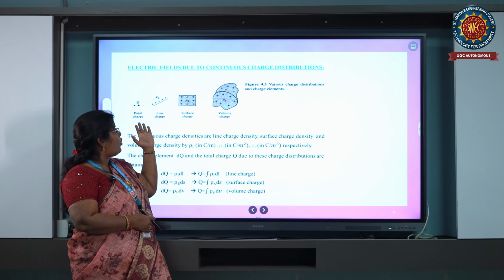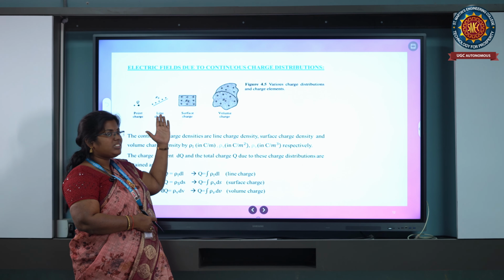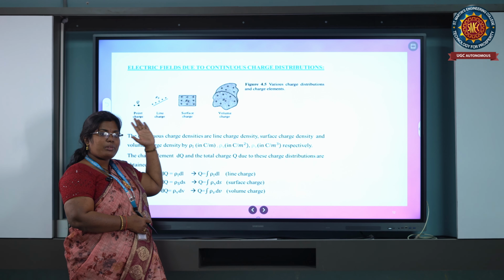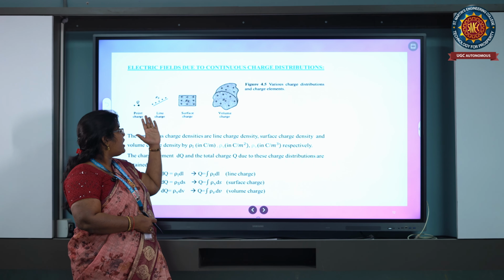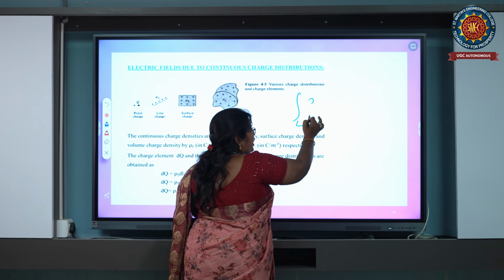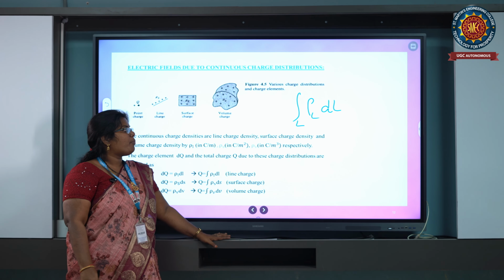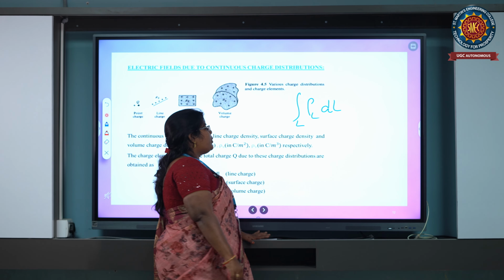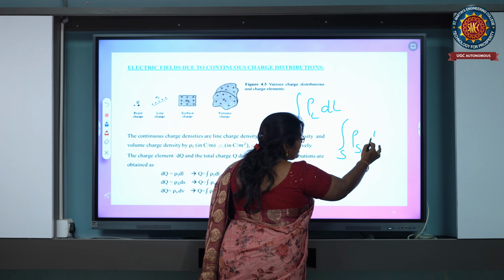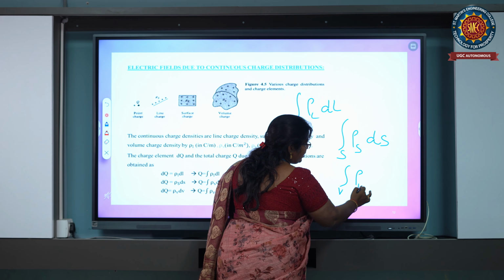So these are the four different charge distributions: point charge, line charge, surface charge and volume charge. The point charge is a dimensionless charge, as we have discussed. The line charge can be denoted as the integral over L of rho L dl. Similarly, the surface charge is the integral over S of rho S dS, and the volume charge is the integral over V of rho V dV.